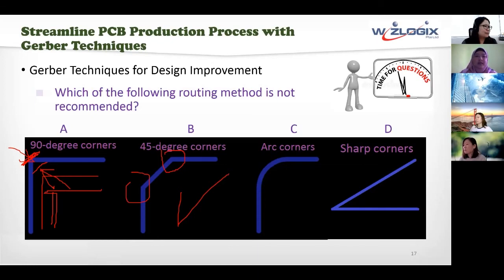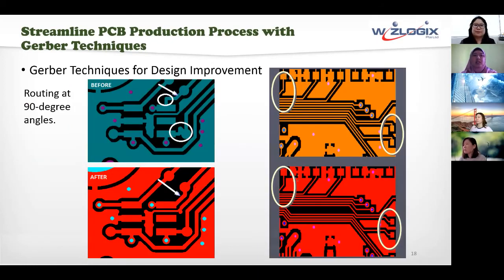Okay. So, like I mentioned before, we do try to avoid routing 90-degree angles. So we normally will make changes to any 90-degree angle to improve the manufacturing capability or the manufacturing outcome. So you can see the before picture, you can see 90-degree here, and you can see some sort of a weird angle here.